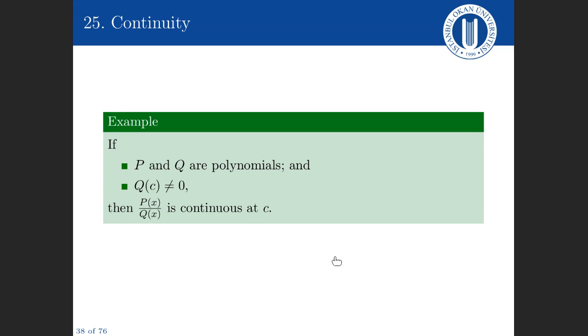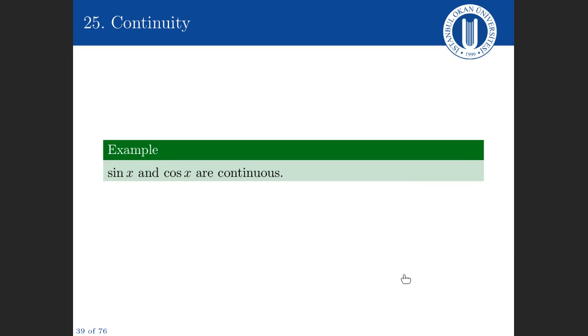For a rational function, if p and q are polynomials, and if q of c is not 0, then p divided by q is also continuous at c. Another example, sine and cos are continuous.